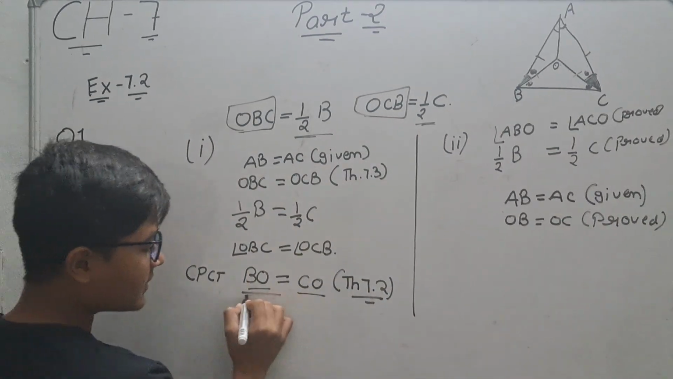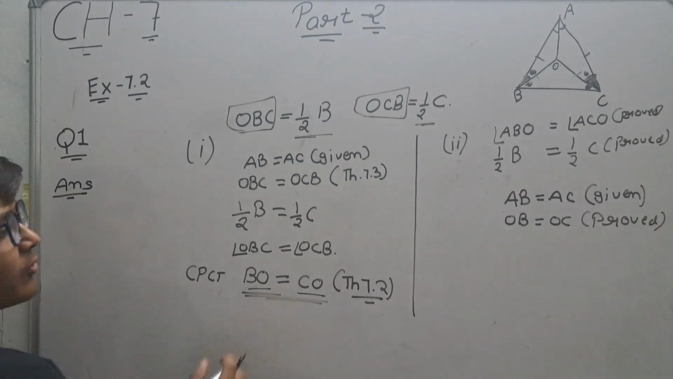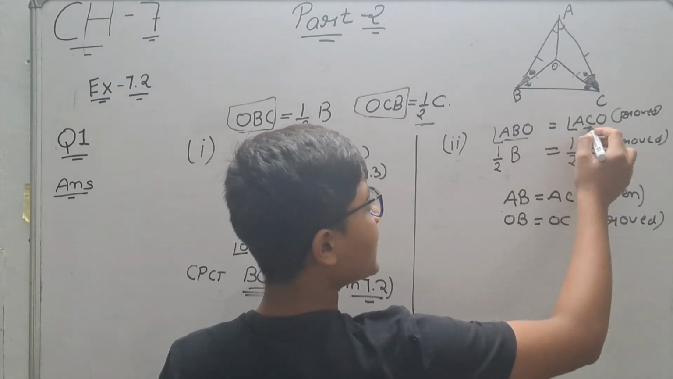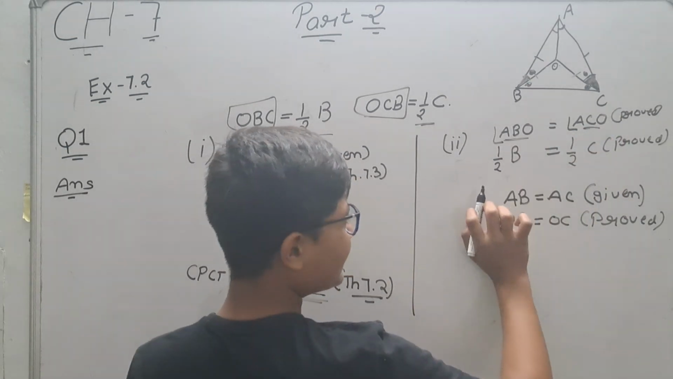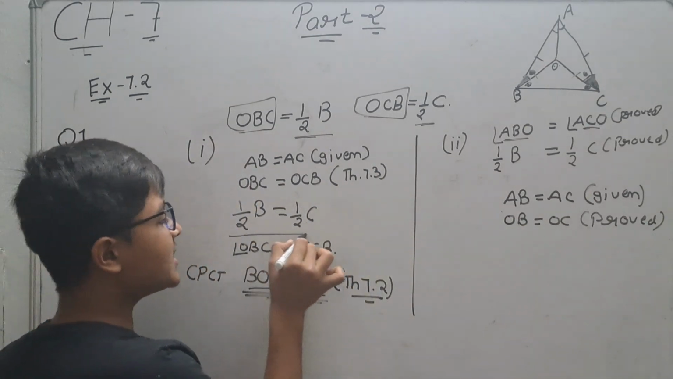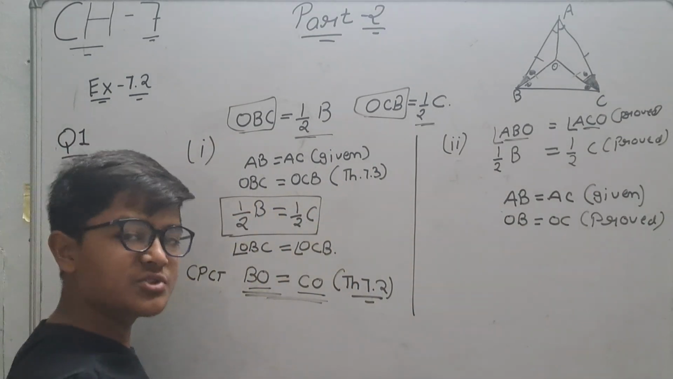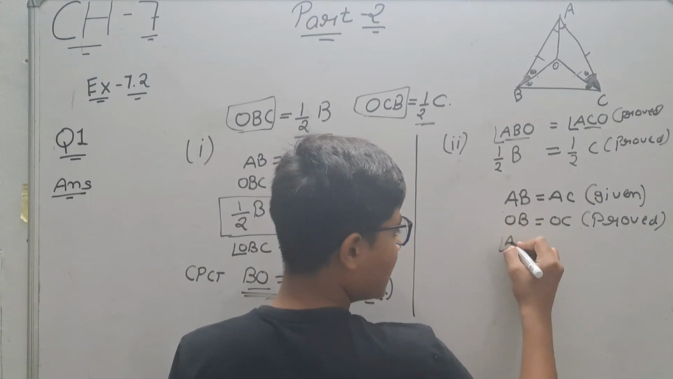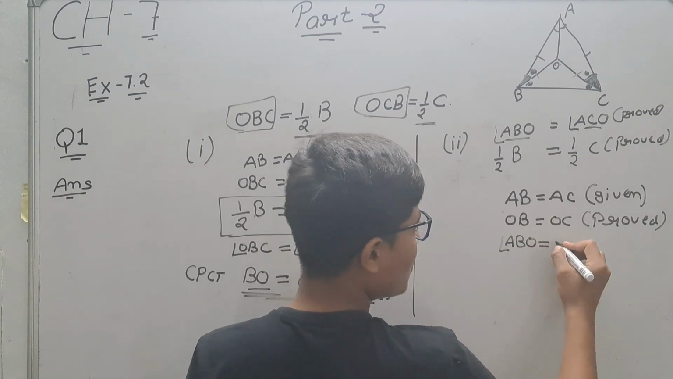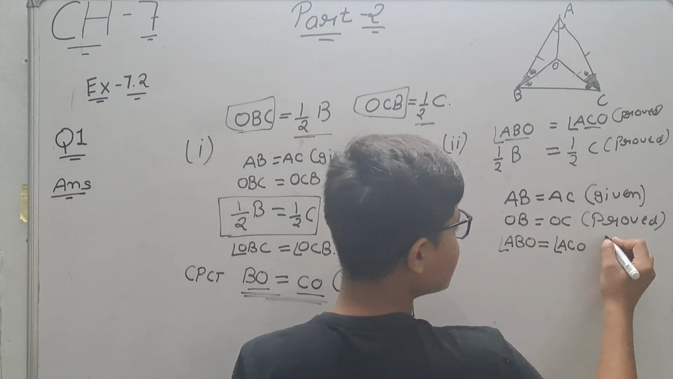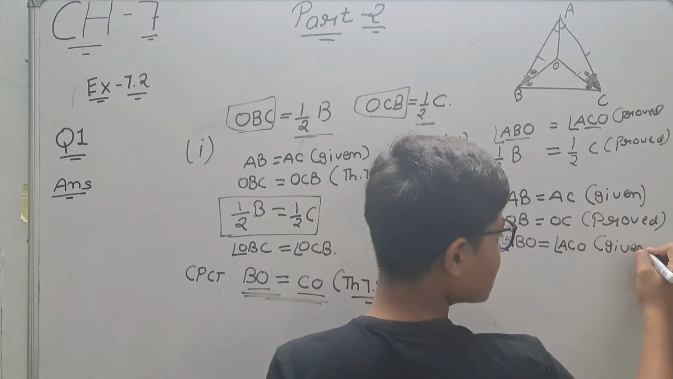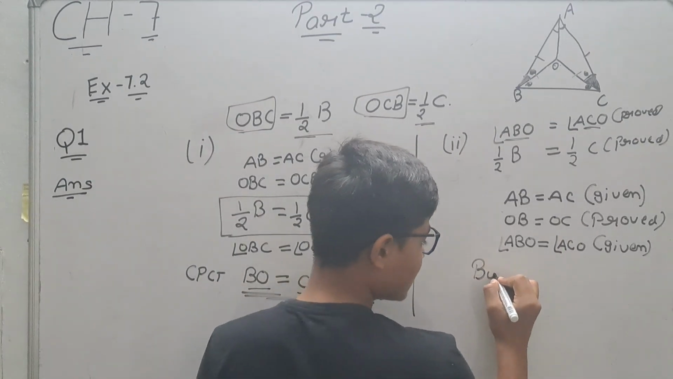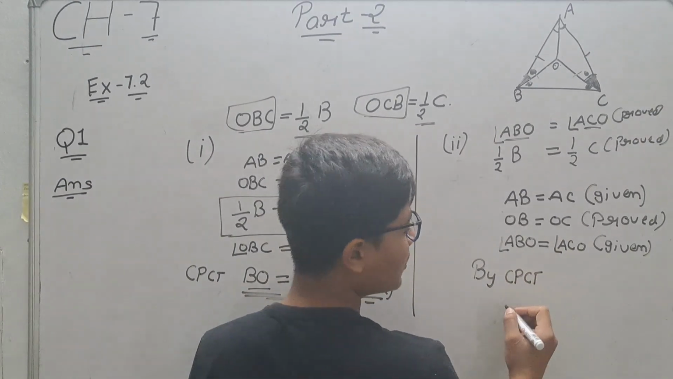We have proved it over here. So that is proved, and we can write angle AOB is equal to ACO. We could write half angle B, half angle C, but we have already used that term, so if we use it again it will be repeated and our answer will be wrong. So what we will do: angle ABO is equal to angle ACO. That is given as well as proved. So here we have proved by CPCT, congruent parts of congruent triangles.